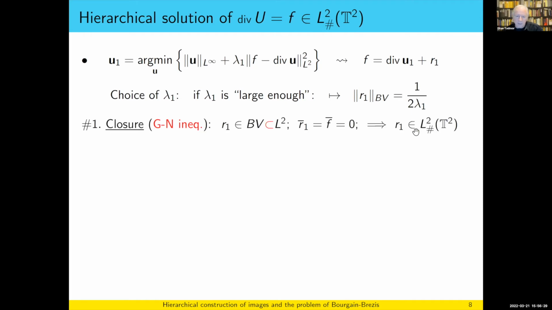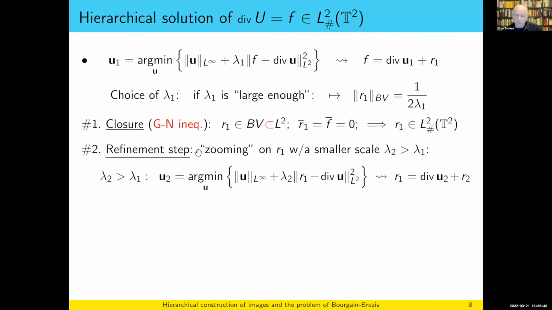Well, the next step is therefore to do the following. If the residual is of bounded variation, it is inside L2 because of the Gagliardo-Nirenberg inequality. It has 0 average, and therefore this residual is also in L2, and therefore we can use the same minimization. Now we zoom into the residual. You see, I replace F by R, and I do the same thing as I've done before. The point is, now I take lambda 2 greater than lambda 1, and of course I will get that R1 is the div U2 plus R2.